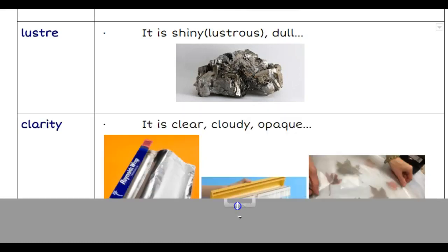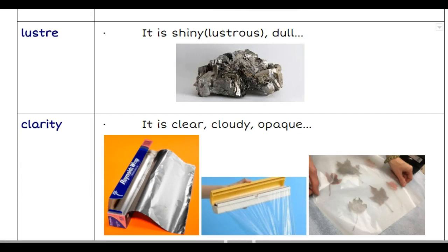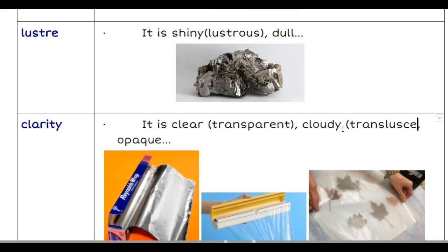All right, next up is clarity, and I already sort of mentioned this before. Clarity describes how see-through a substance is, right? How transparent it is. So for instance, you might say that saran wrap is clear or transparent. So let's put that in. The fancy word for clear is transparent. You might say something is cloudy. I'm not sure if anybody knows what the fancy word for cloudy is, but it's translucent. And then opaque just means you can't see through it.